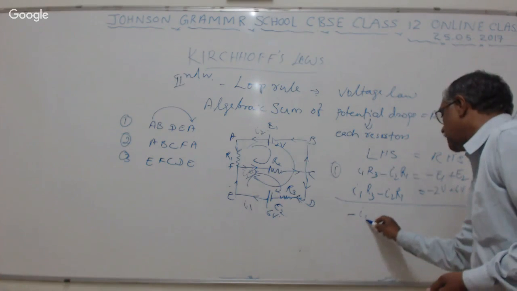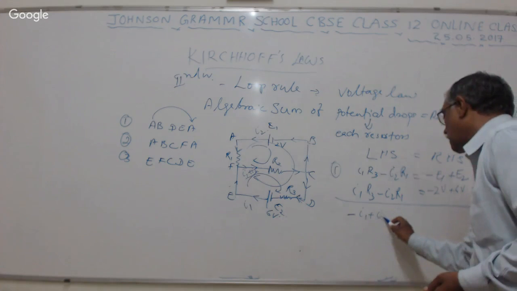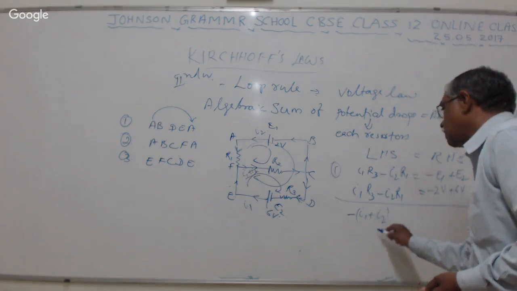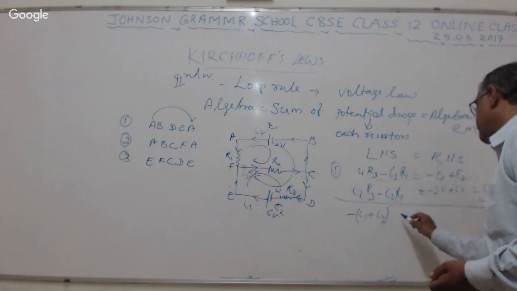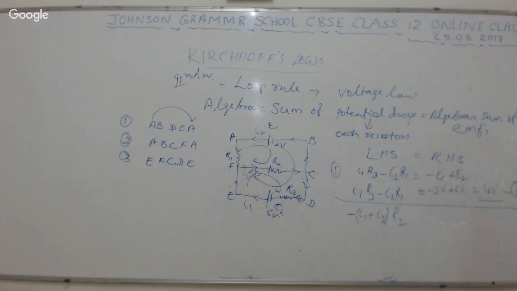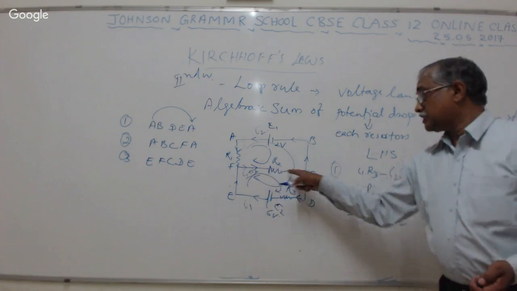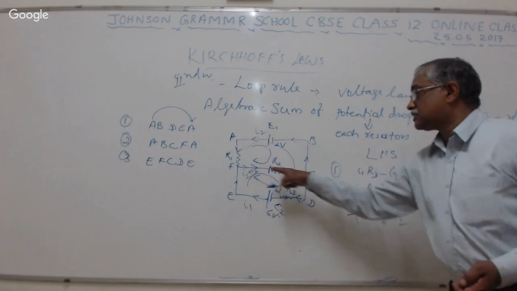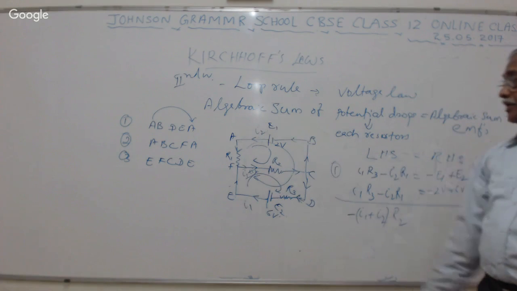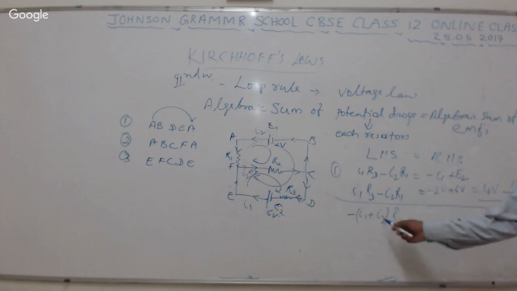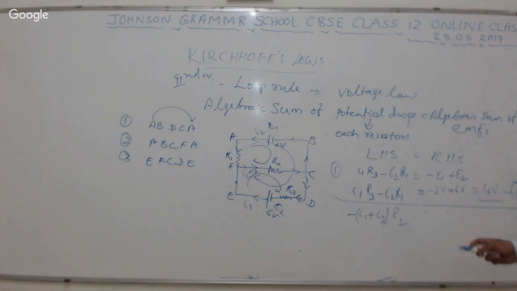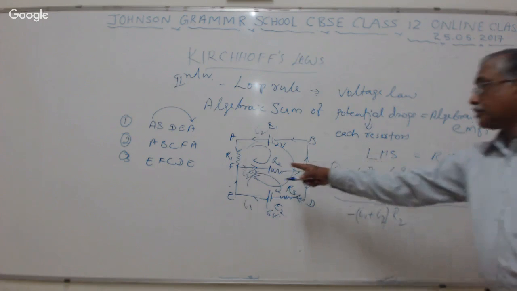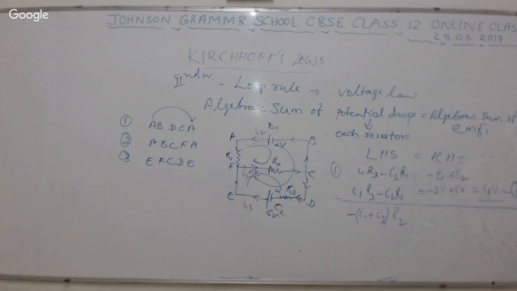So that is I1 plus I2 into R2, right? We are coming from A, B, C, F, A, so we are moving against the current, therefore minus I1 plus I2 into R2. Then one more resistor comes here, which is also against the current, so that is minus I2 R1.